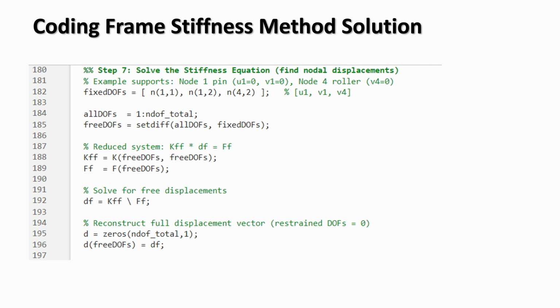The program then separates all the degrees of freedom into restrained and free sets, and using only the free degrees of freedom, we can form the reduced stiffness equation KFF times DF equals FF, and solve for the unknown displacements DF. Finally, we reconstruct the full displacement vector, setting the restrained values to 0.